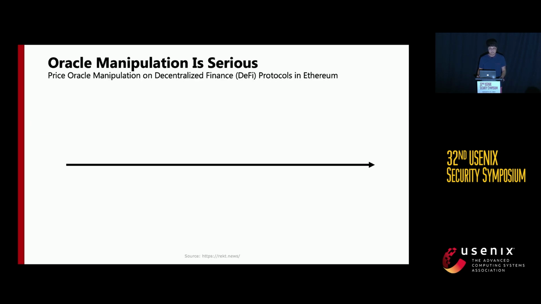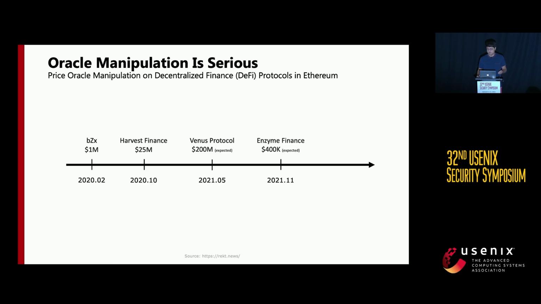I want to highlight that this oracle manipulation is a really serious problem. I'll take an instance from price oracle manipulation on a DeFi protocol in Ethereum. In early 2020, there was a protocol called bZx, and the attacker initiated the attack by conducting a price oracle manipulation and eventually got a benefit of about $1 million. And this kept happening regularly over time. This suggests that price oracle manipulation should be rigorously addressed.